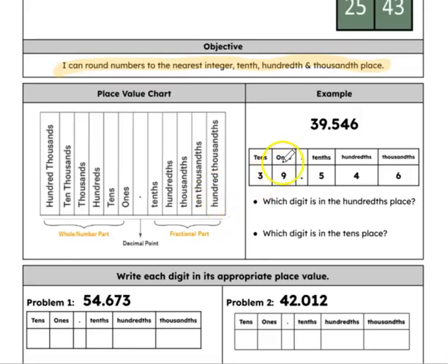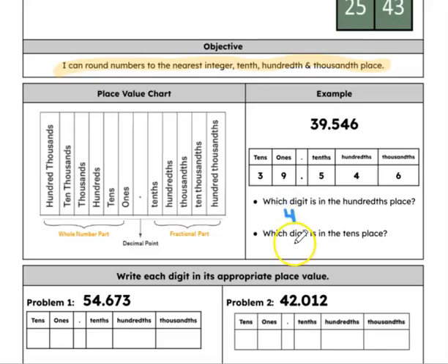So this is an example right here. 39.546. You see the decimals here. Which digit is in the hundredths place? The hundredths place is two numbers after the decimal point, so it's 4.